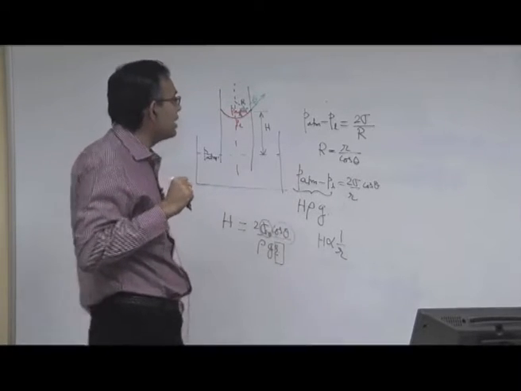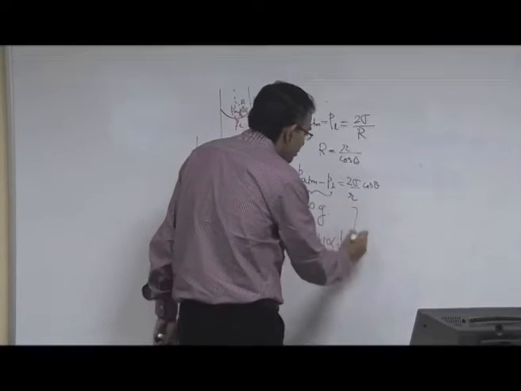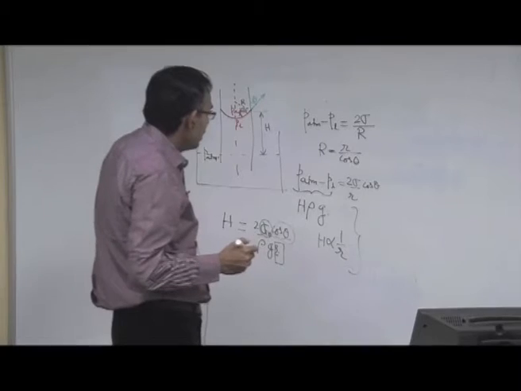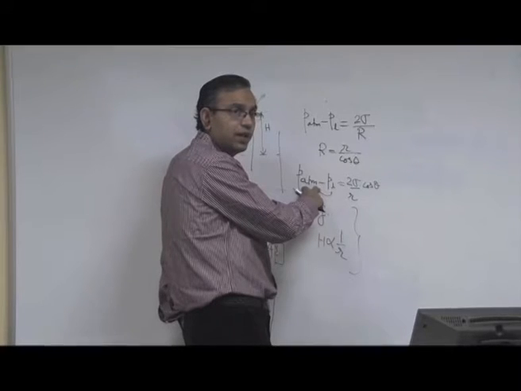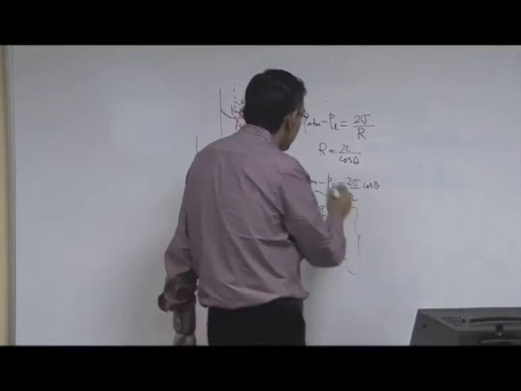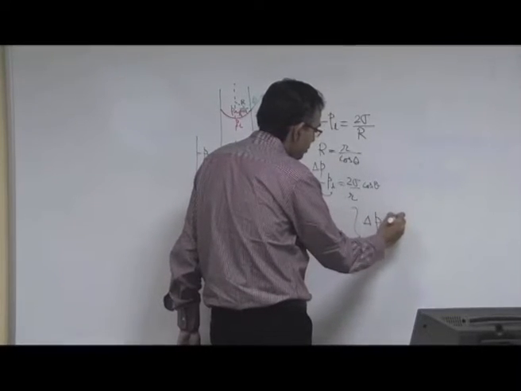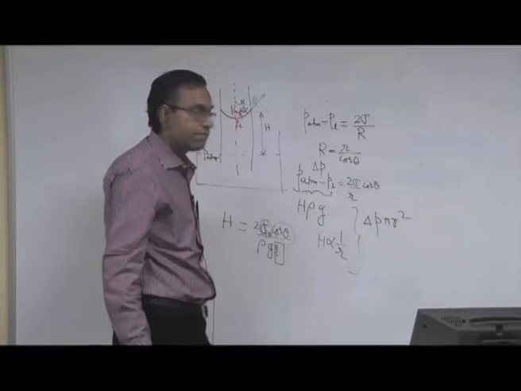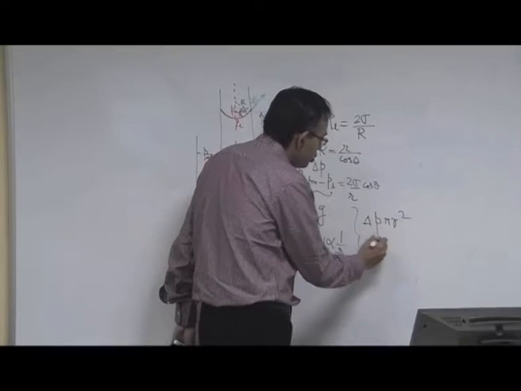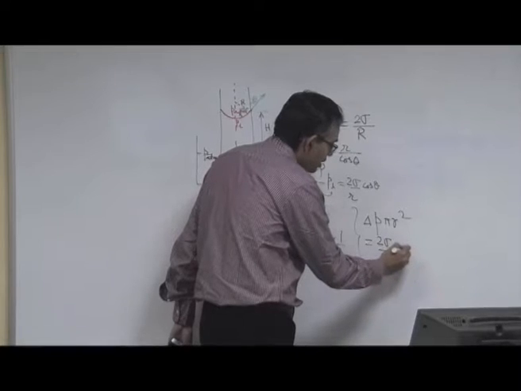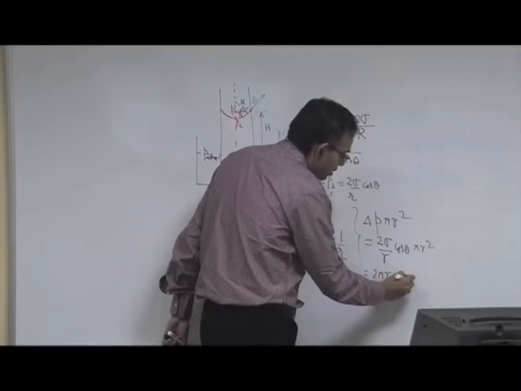Now, we can interpret this expression from a somewhat different angle. If this is the pressure difference, then what is the force due to the pressure difference? If this is delta P, then delta P into pi r square, right. So, multiply both sides by pi r square. So, this is 2 sigma by r cos theta into pi r square. So, 2 pi r sigma cos theta.